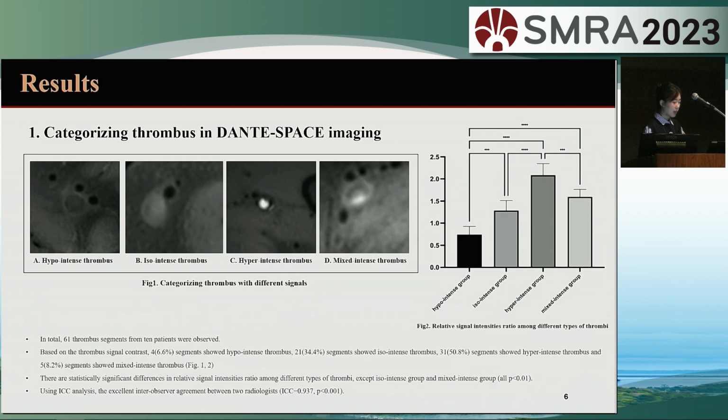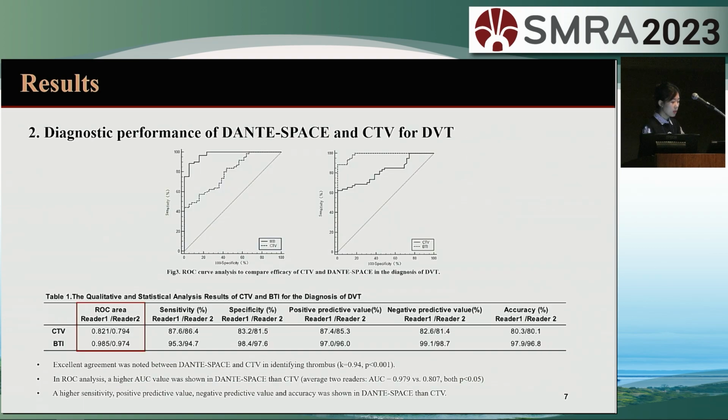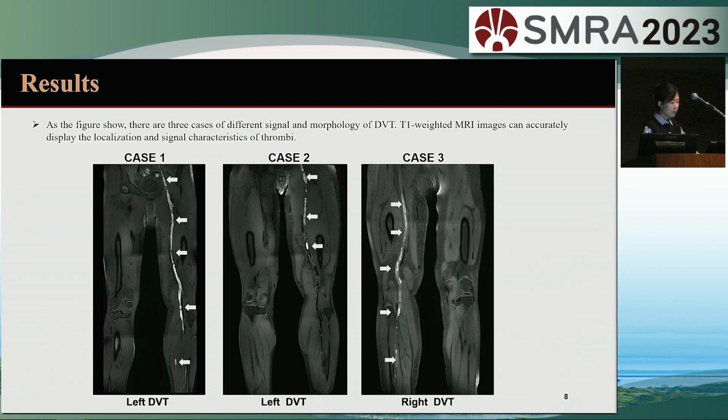Using ICC analysis, there was excellent inter-observer agreement between the 2 radiologists. And excellent agreement was also noted between DantiSpace and CTV in identifying thrombus. In AUC analysis, a higher AUC value was shown in DantiSpace than CTV, and a higher sensitivity, positive predictive value, negative predictive value, and accuracy were also shown in DantiSpace than CTV.